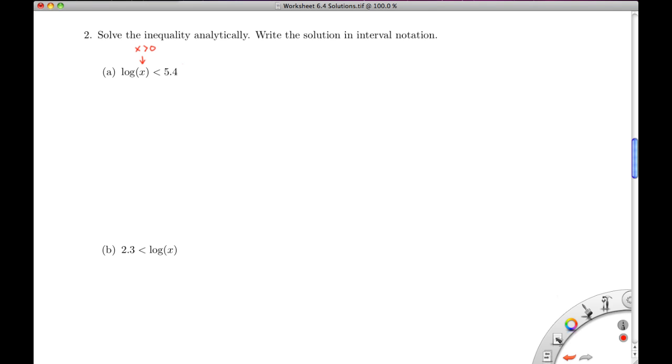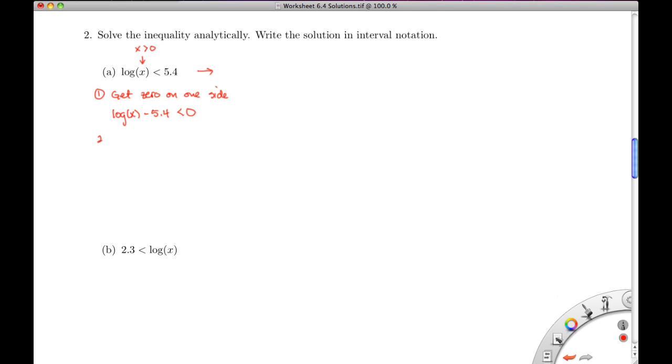Okay, so step 1, let's go ahead and get 0 on one side of our inequality. So I'm going to rewrite this as the log of x minus 5.4 is less than 0.